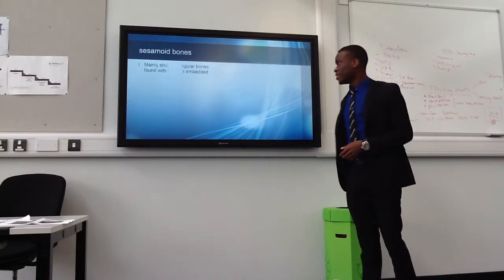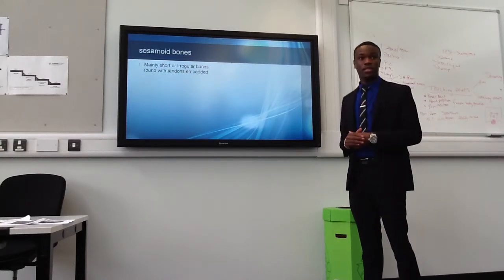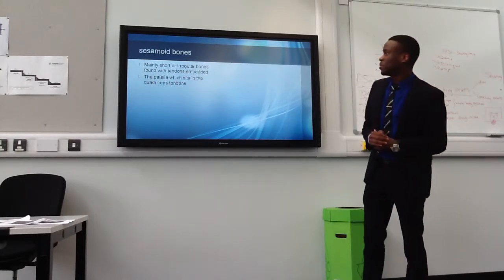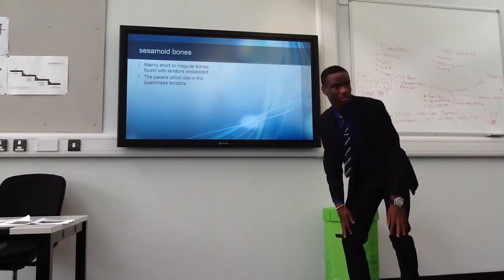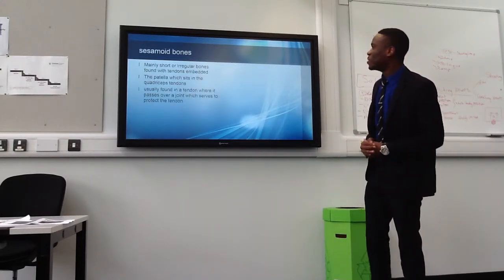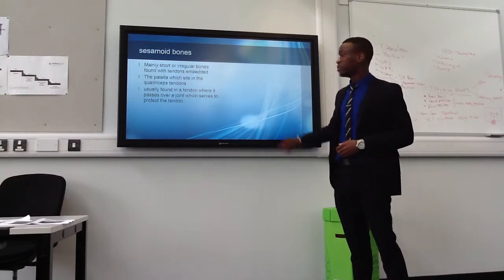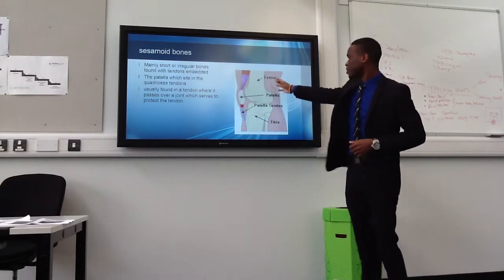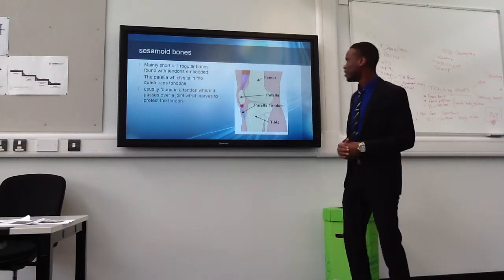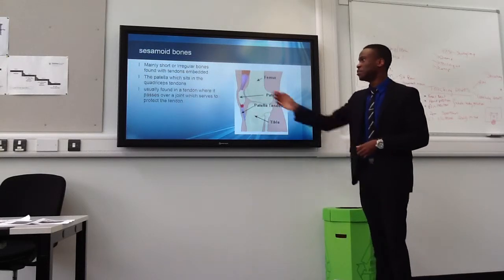Sesamoid bones are mainly short or irregular bones found with tendons embedded into them. The patella, which sits in the quadriceps tendon, is a good example, just around here. They're usually found in a tendon where it passes over a joint, which serves to protect the tendon. So here's a good example of a sesamoid bone, as you can see, the patella with embedded tendons.